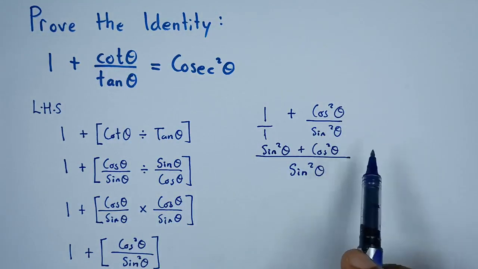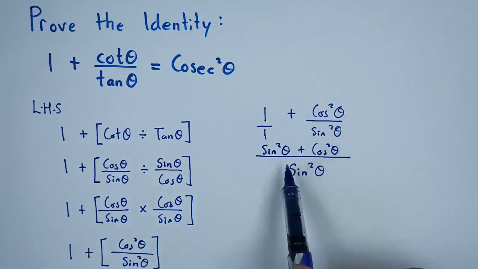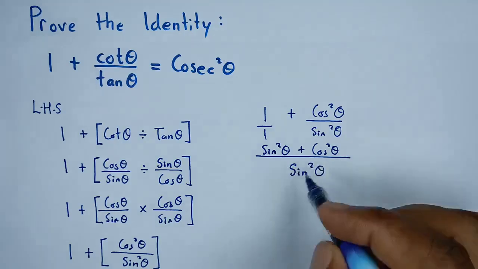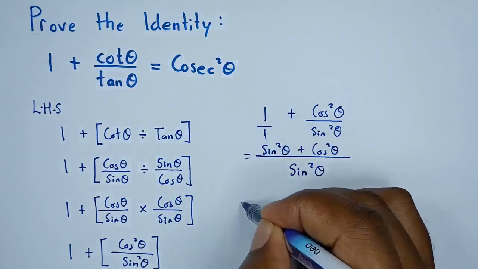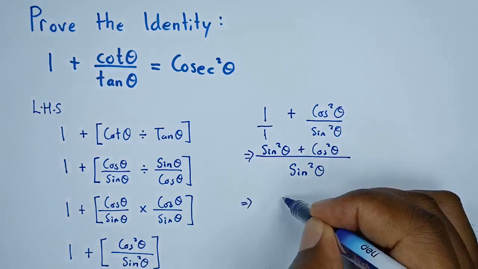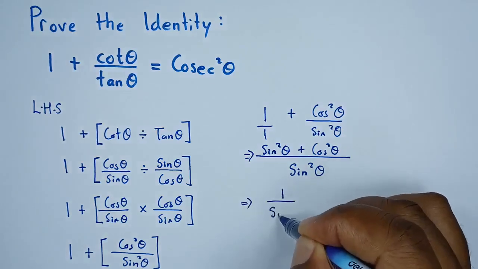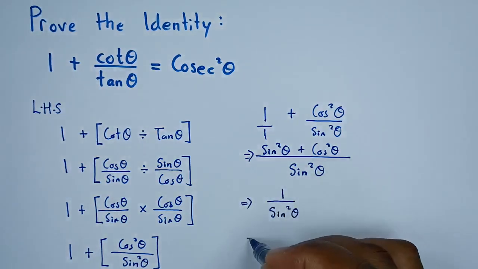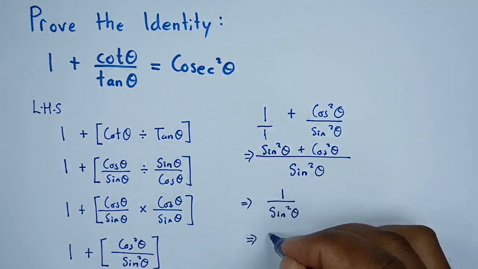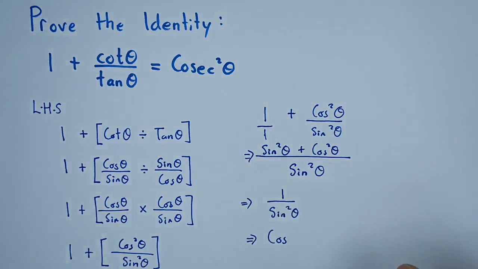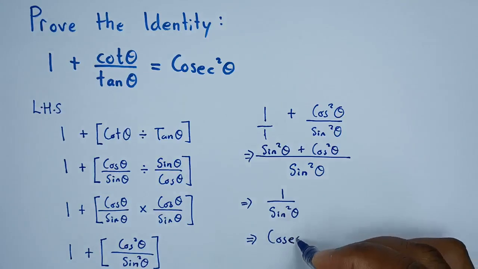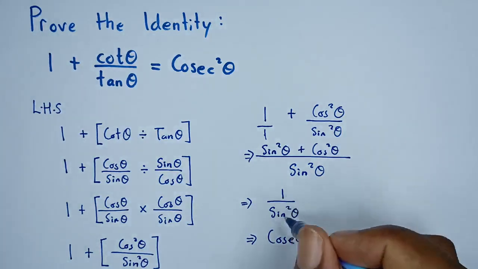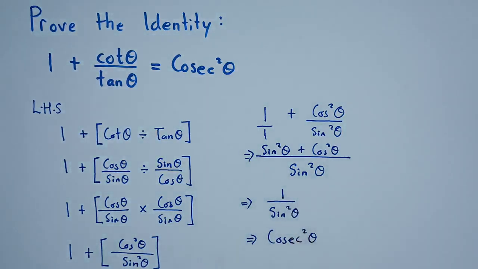Now we know from the identities that sine square theta plus cos square theta is just 1. So this implies that we have 1 over sine square theta, which reduces to cosec square theta, because you know that 1 over sine is cosec and 1 over cos is sec. So there we have it, simple as that, hence shown.